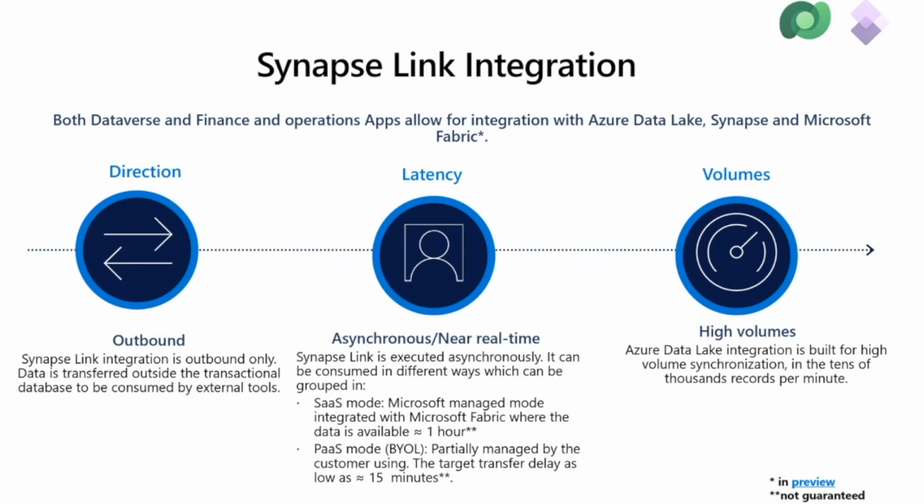For the platform as a service mode, where customers can use their own lake with Azure Synapse Link for Dataverse, the export runs near real time with around 15-minute frequency and is built for high volume synchronizations. For software as a service mode, when using Azure Synapse Link with Microsoft Fabric, the frequency is around 1 hour, and again, it's built for high volume synchronizations.